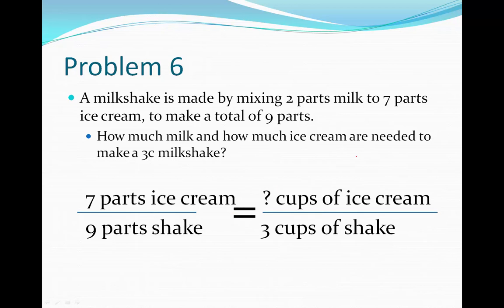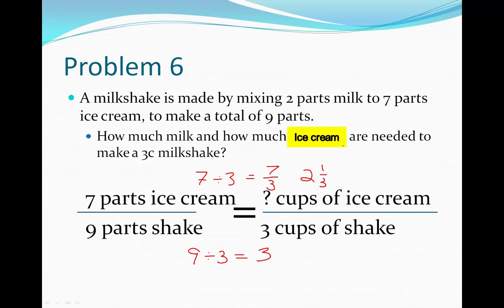Does this work for the ice cream? We have 7 parts of ice cream, 9 parts of shake. Again, 9 divided by 3 gives us our 3 cups of shake. So 7 divided by 3 gives us 7/3, or 2 1/3 cups of ice cream.